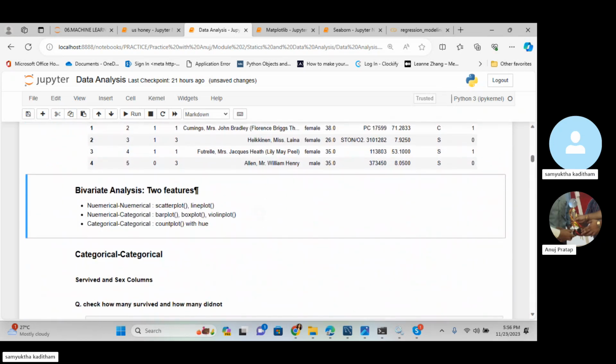Next, now it came to bivariate. Now our analytical analysis is started. Now we started with bivariate, two features.